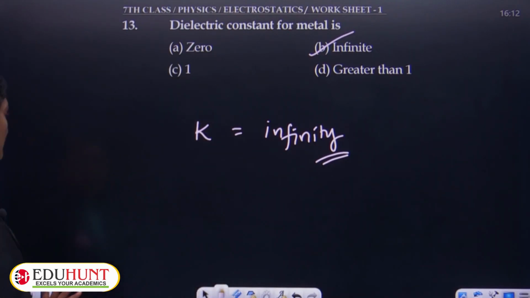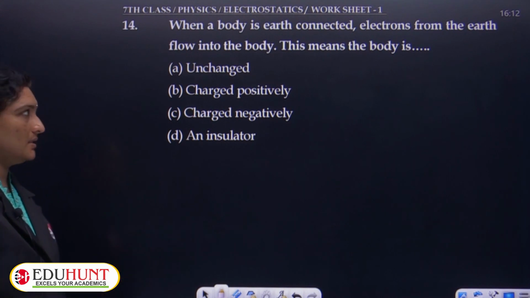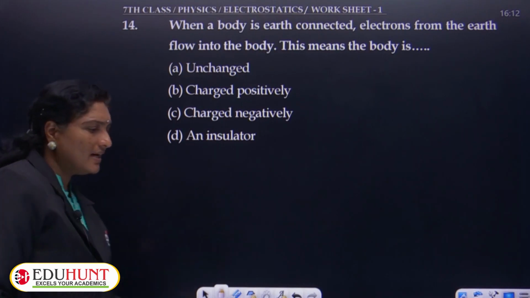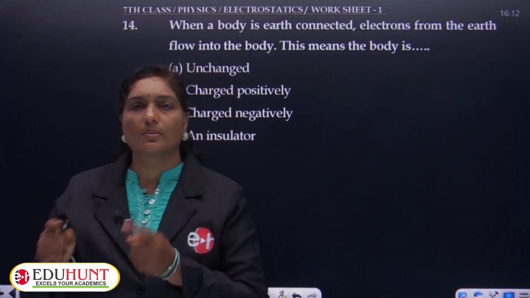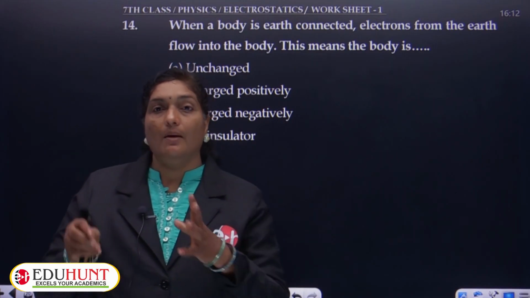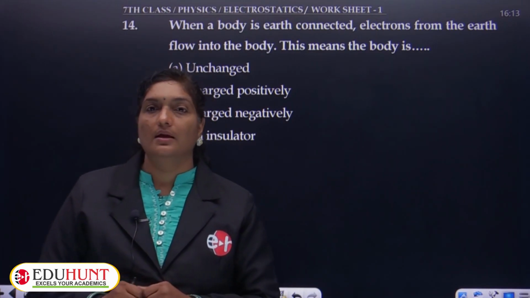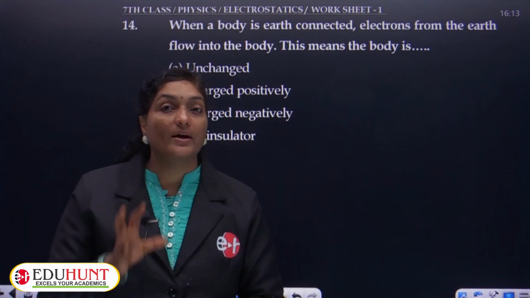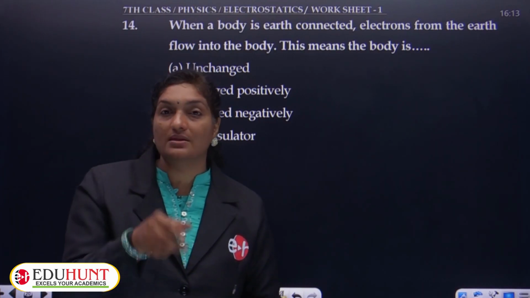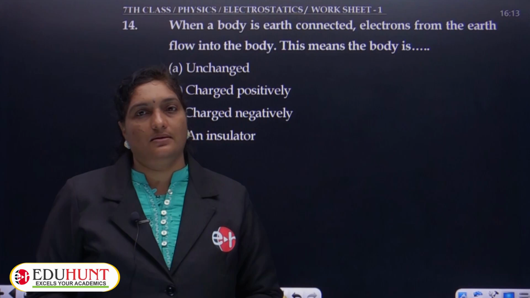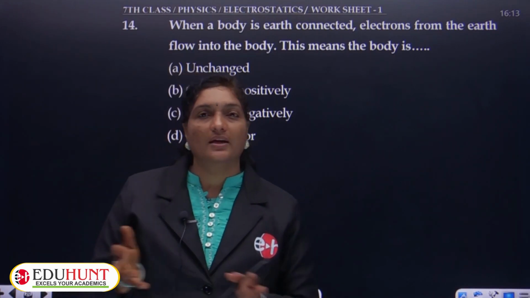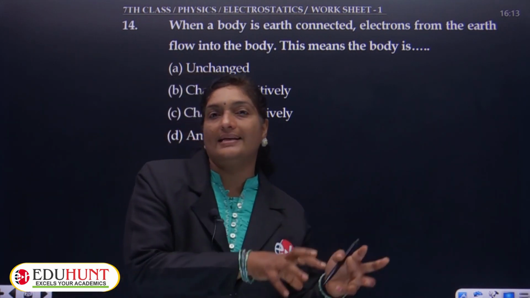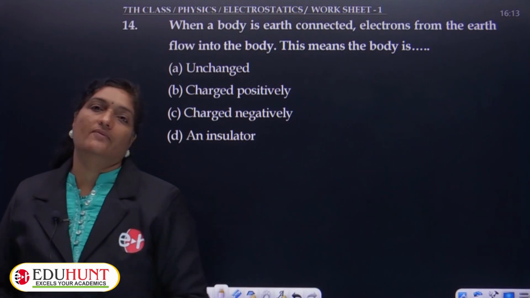So moving to the next question, children, the 14th one. When a body is earth connected, electrons from the earth flow into the body. What does this mean? Children, why does an electron move to the body? Whenever a body has a deficiency of electrons, it accumulates electrons. So whenever a body has a deficiency of electrons, it indicates the body is positively charged. To neutralize itself, electrons move inside the body. Always electrons get attracted towards a positively charged body.